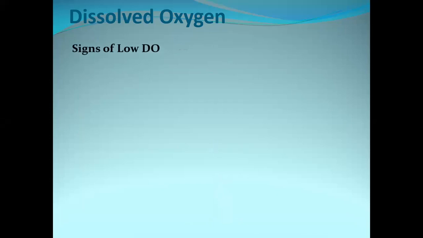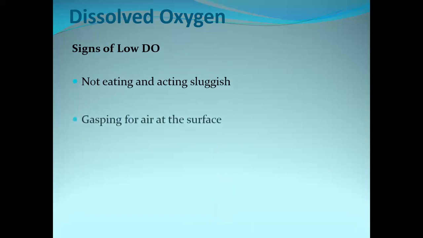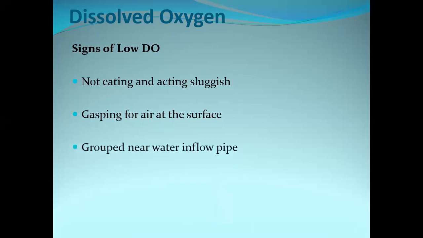Right, so signs of low dissolved oxygen. The fish not eating, acting sluggish, gasping for air at the surface, the group near the water inflow pipe. So that's a real good sign that your dissolved oxygen is low. Because let me say you have a tank and you have water coming into that tank. Where that water enters the tank, splashing and making contact, will have the highest concentration of oxygen because of agitation. So if you see all the fish close to there, that means you don't have sufficient oxygen in the rest of the tank.